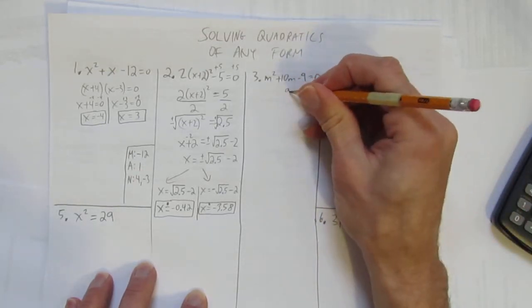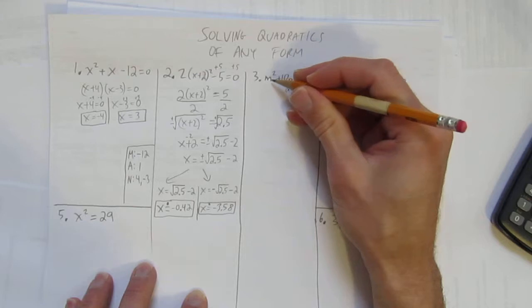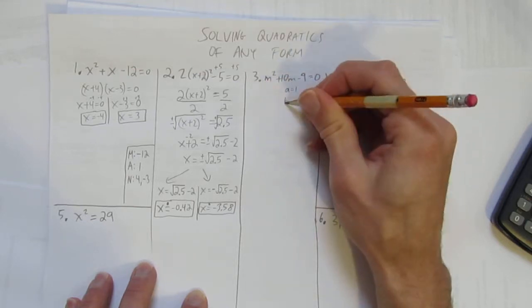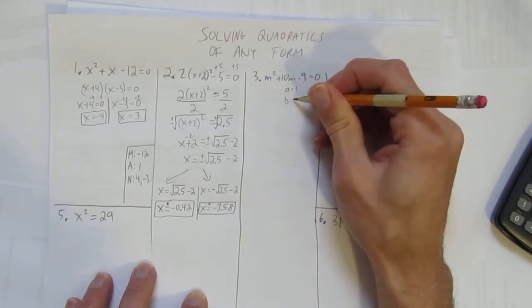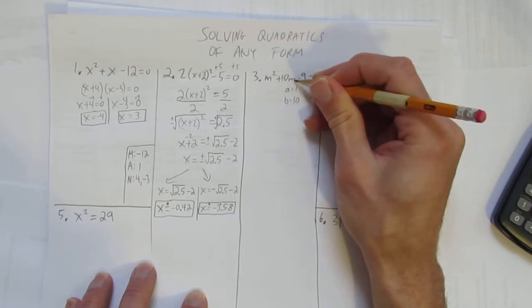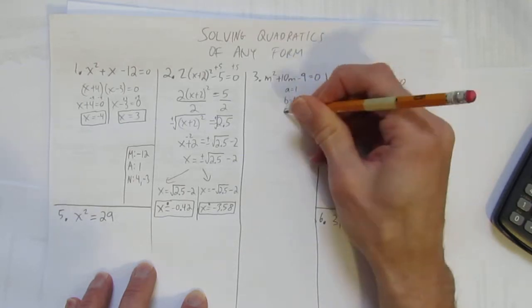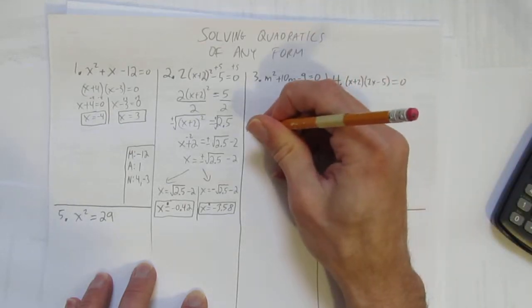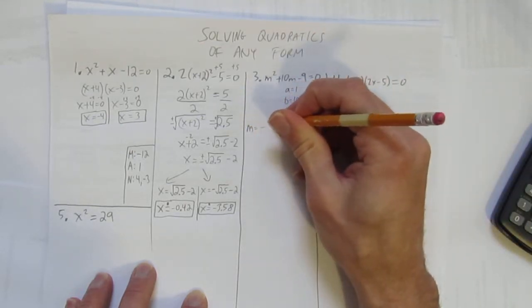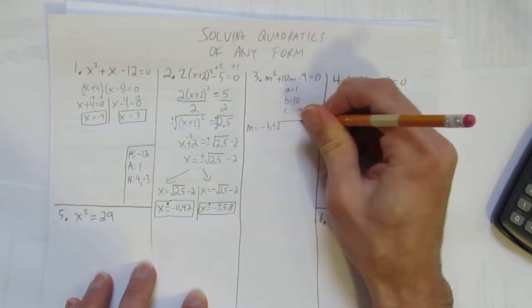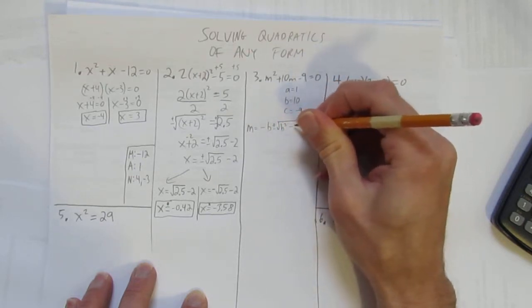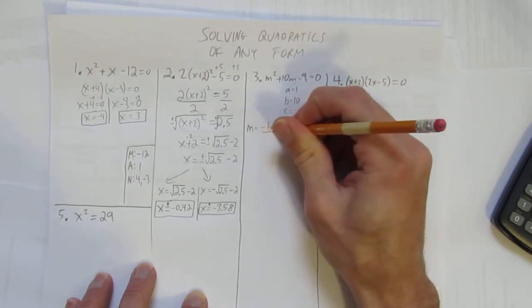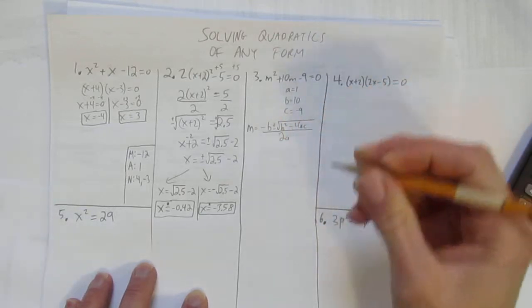You don't have to write this down. Sometimes I like to, so I don't mess it up. The a is the number in front here, a 1. The b is the number in front of the x, or in this case the m term, that's 10. And the c is negative 9. So quadratic formula, I'm solving for m. That's negative b plus or minus the square root of b squared minus 4ac all over 2a.